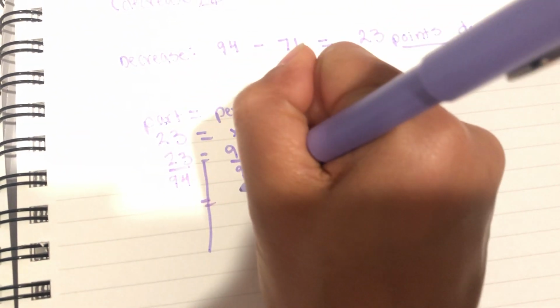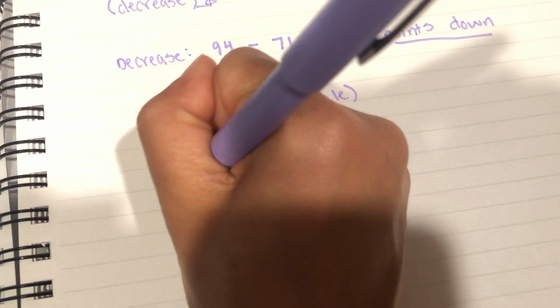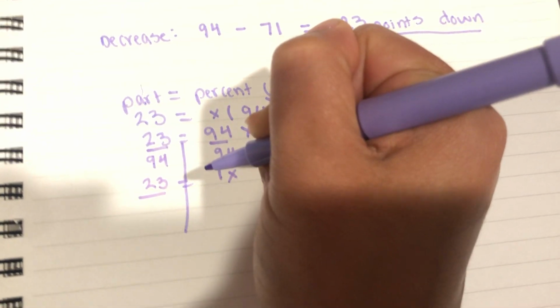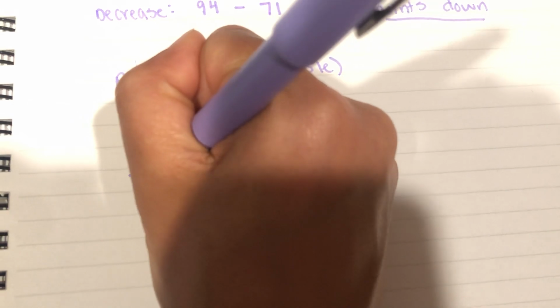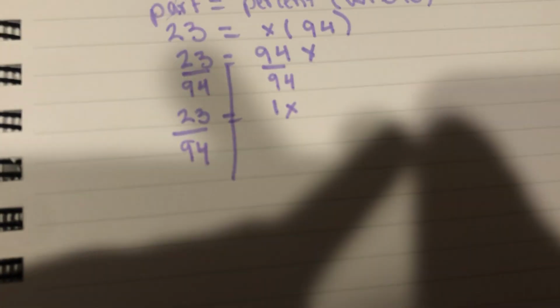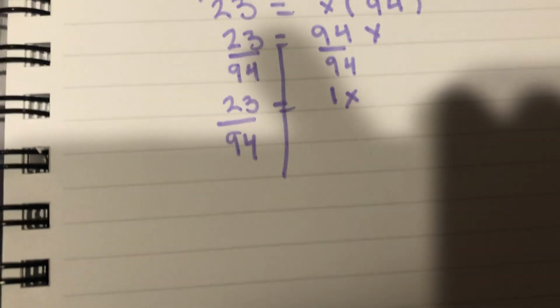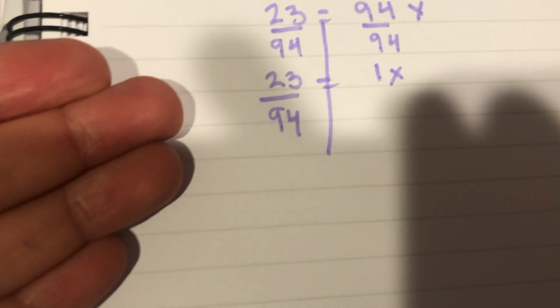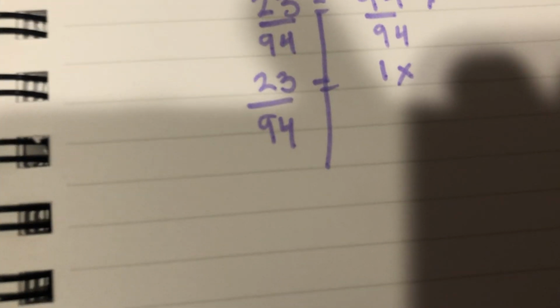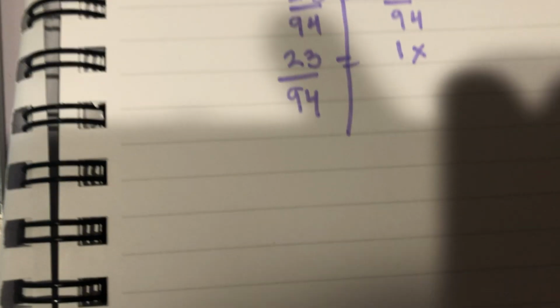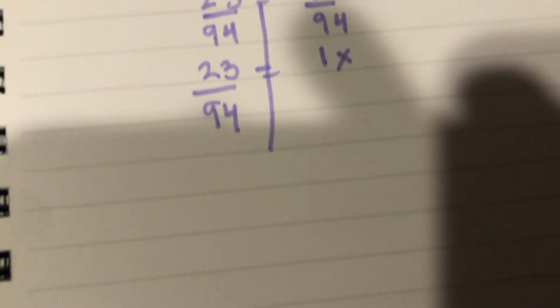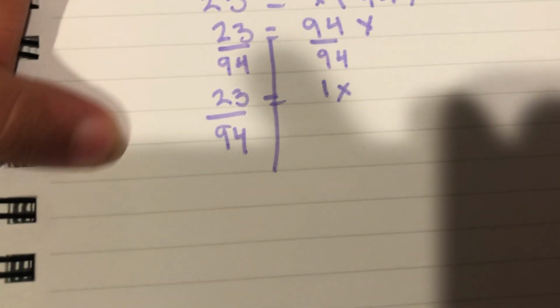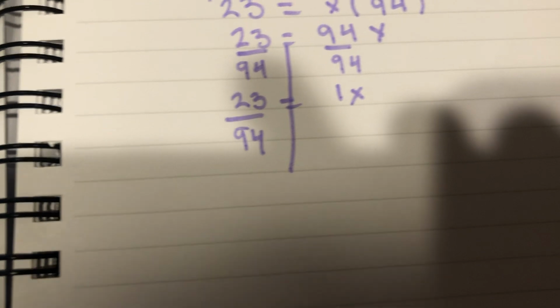And this gives me 1x equals 23 over 94. So remember, this is telling me 23 divided by 94. Imagine I have 23 cookies and I need to split these cookies amongst 94 people. Will each person get a whole cookie? Absolutely not. Okay, so you know that this number has to be less than 1.